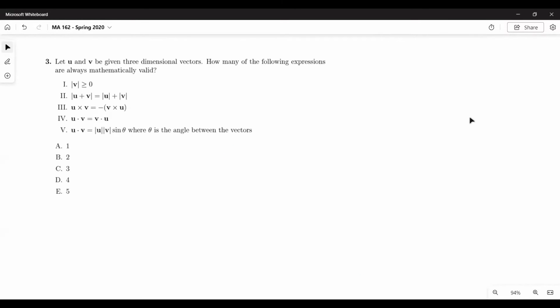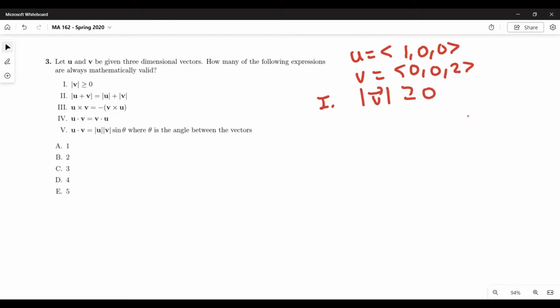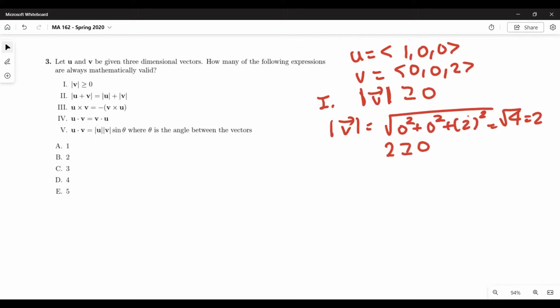So this question is, let u and b be three-dimensional vectors, and how many of the following expressions are always mathematically valid? Let's look at the first one first. Before we do that, let's define u and b as some random vectors. u equals 1, 0, 0, and let's do b equals 0, 0, 2. So the first one says the magnitude of vector b is greater than or equal to 0. When you see those two lines, that means you want to find the magnitude of it. So this becomes square root of 0 squared plus 0 squared plus 2 squared, which is square root of 4, which is 2. 2 is greater than or equal to 0.